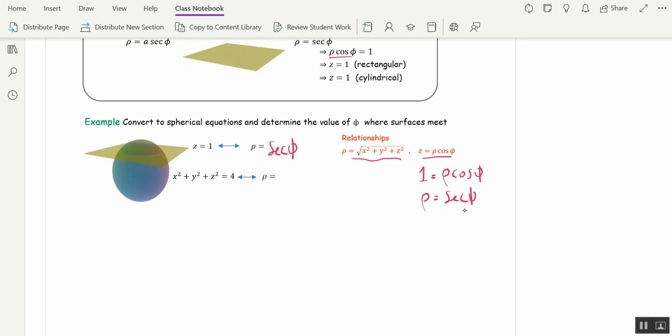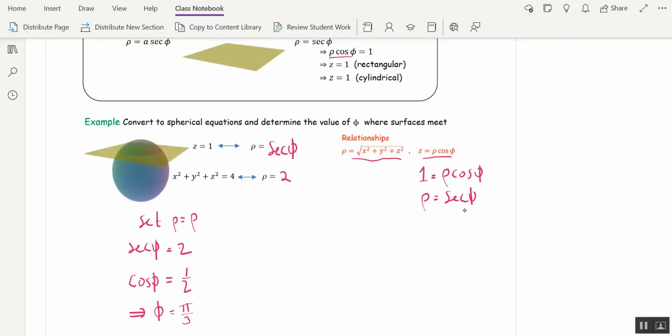Now our sphere, this is a sphere of radius 2, so that's just setting rho equal to 2. So those are the two surfaces in spherical coordinates. Let's determine where they meet. We're going to set rho equal to rho, so we get secant phi equals 2. Let's change that over to a cosine problem. Let's take the reciprocal of both sides of that equation. 1 over secant phi is cosine phi, and 1 over 2 is a half. So cosine phi is a half, so we know that phi is pi over 3.